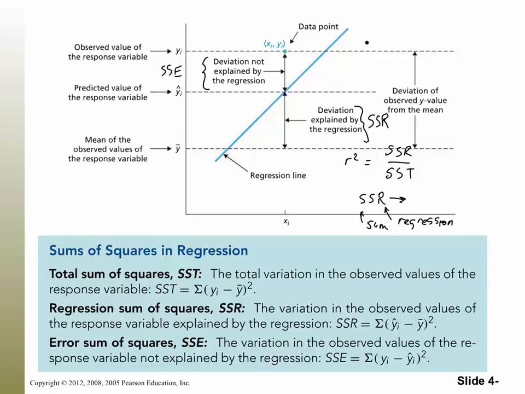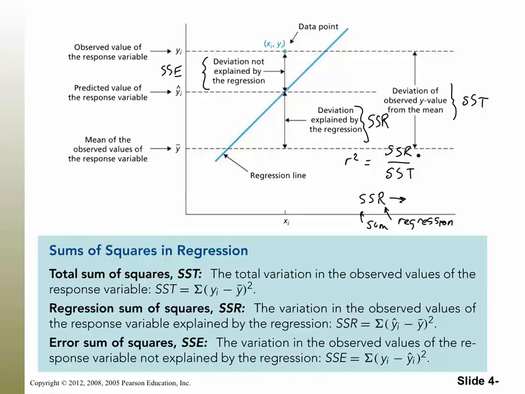And then what is the SST? Where does SST come into this? That's the total deviation from all the data points to the mean. So if that total deviation is mostly error, then we don't expect a good line, right? If that deviation is mostly due to the regression line, then we're going to expect that the data points are going to fall close to that line.